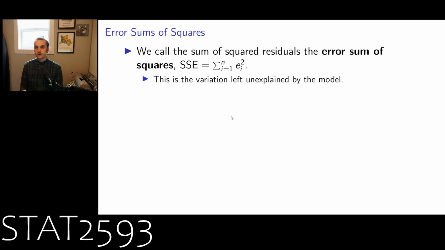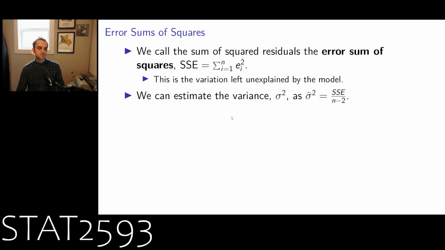This is how much variation there is left in y that did not get captured by the model. It's how many mistakes the model is making. How much variance is there around the best line that we can predict? We can estimate our variance as the sum of squared errors divided by n minus 2.